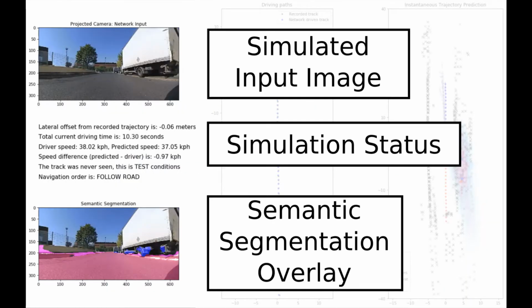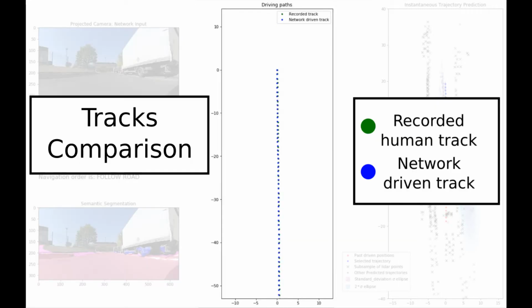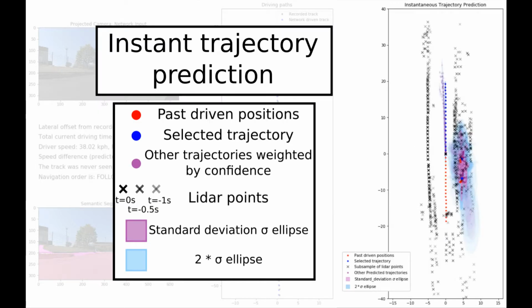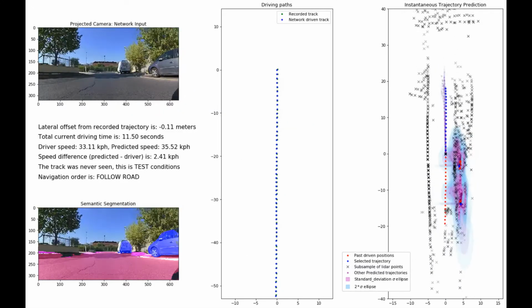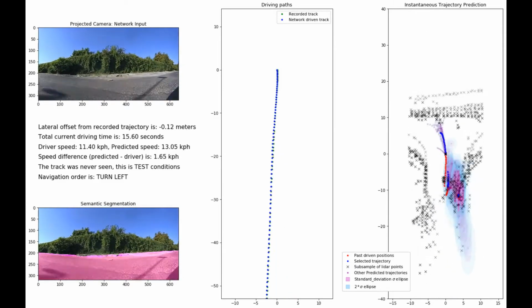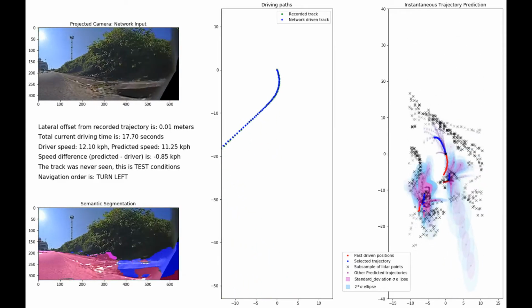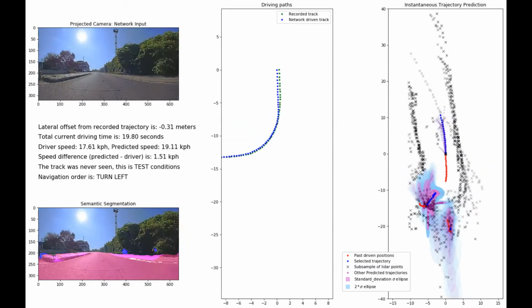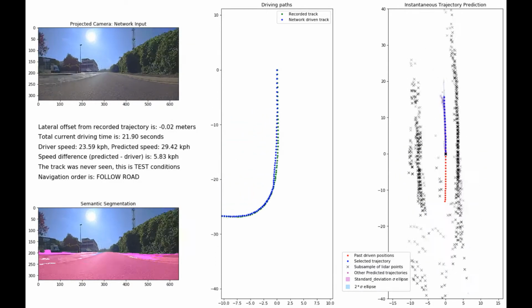For visualization, input image, simulation status, and semantic segmentation are on the left. The comparison between PLOP and human-driven tracks is represented in the middle, and the instantaneous trajectory prediction is on the right. We observe here the first scenario of the sequence. The navigation command at the left indicates that the ego vehicle has to perform a left turn at the next intersection. The absence of oncoming traffic eases the maneuver, and our vehicle successfully turns left.